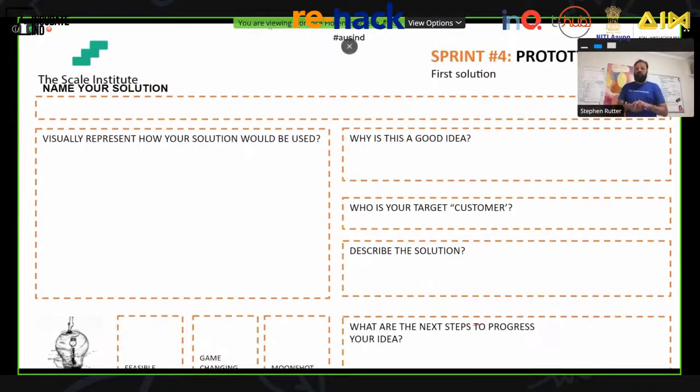The entrepreneurship industry is amazing. You just need to ask people for what you need, okay? And then you need to visually represent how your solution would be used. You know, they always say a picture is worth 1,000 words. But if you can articulate in a drawing how your solution adds value to your customers, then you're halfway there. So you've got 10 minutes now to build out your solution, okay?